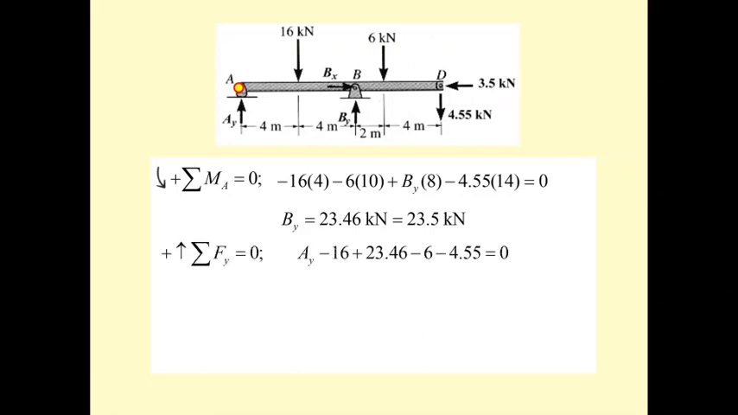And then we can determine the A sub y by summation of F sub y equal to 0. Up is positive, so A sub y is positive. 16 negative. 23.46 is up, positive. Minus 6 and minus 4.55. We get the A sub y of 3.09. And the last one, summation of F sub x equal to 0. B sub x is equal to 3.5 kilonewton.